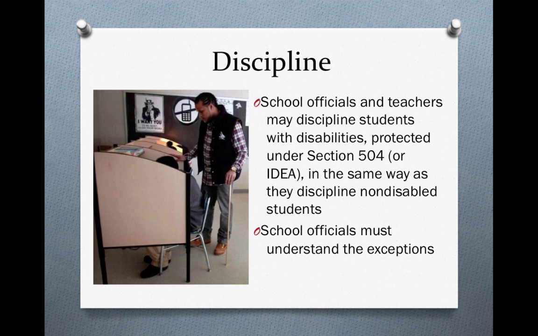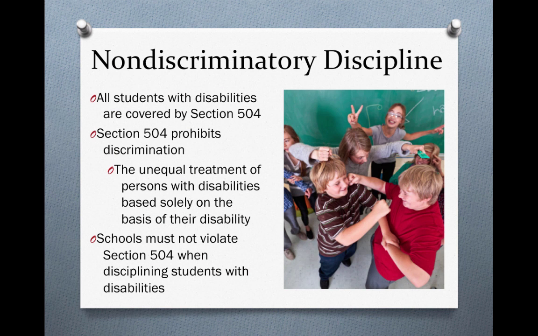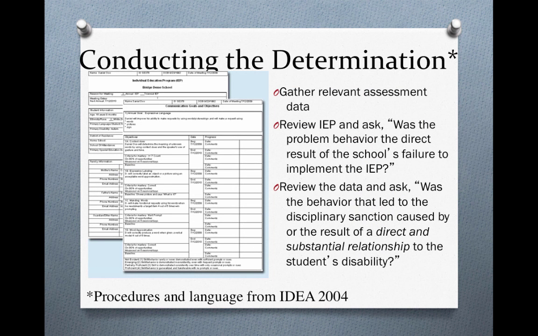In terms of discipline, school officials and teachers may discipline students with disabilities protected under Section 504 in the same way as children without disabilities are disciplined. However, again, you have to understand any exceptions that might be noted. The discipline has to be non-discriminatory in nature. So there can't be unequal treatment for the child with a disability based solely on the disability. So you can't, again, discriminate against the child in your discipline procedures.